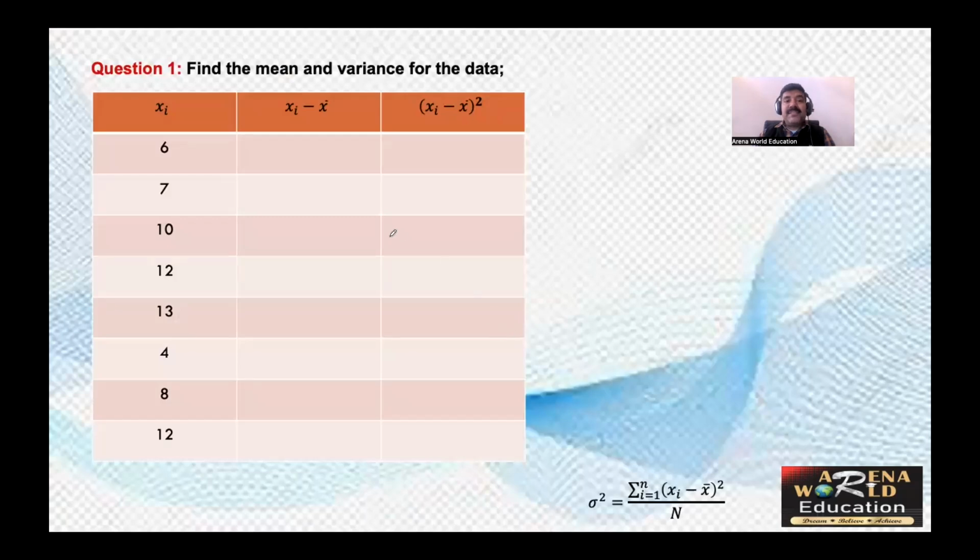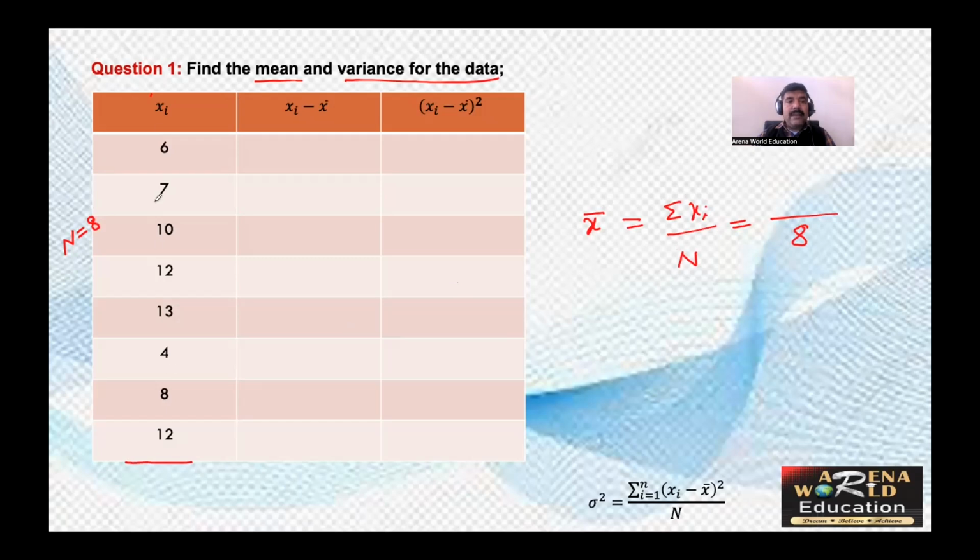This is the first question. We have to find mean and variance for the given data. So total number of observations is equal to 8, right? Now, when it comes to mean, I think everybody knows about mean, and mean is represented by x bar. This is equal to what? Summation xi divided by n. N we have already calculated. N was 8.